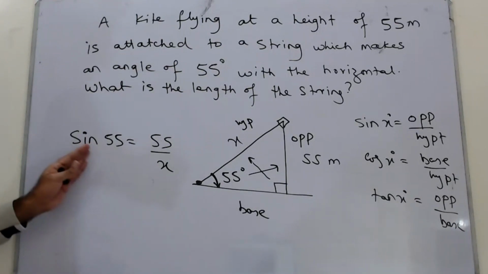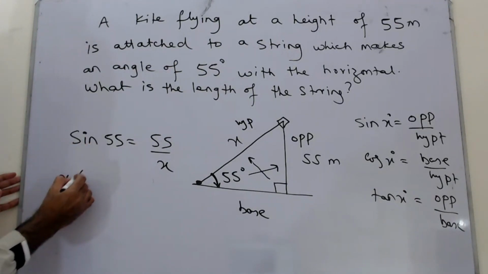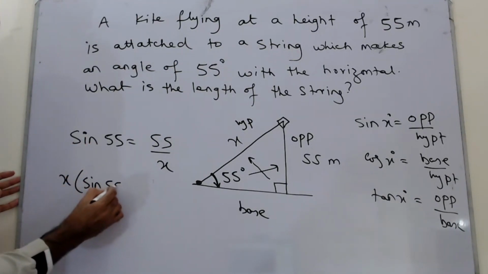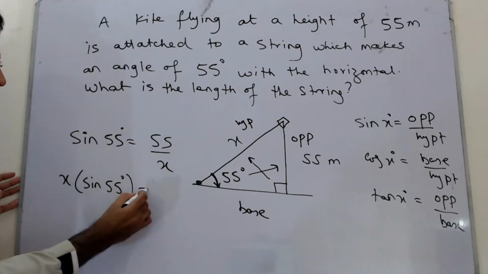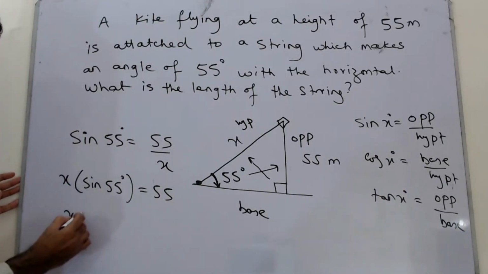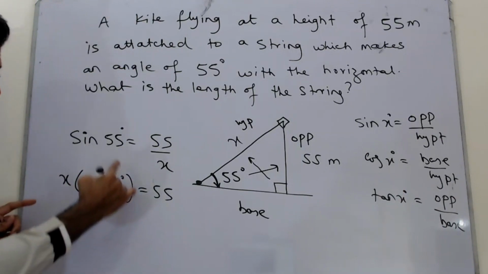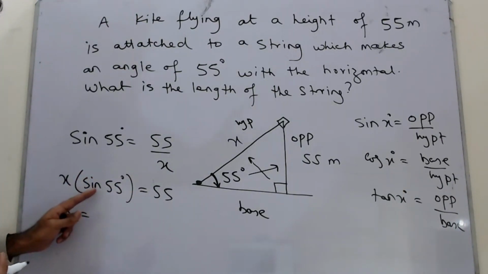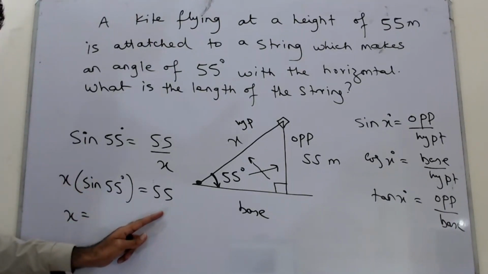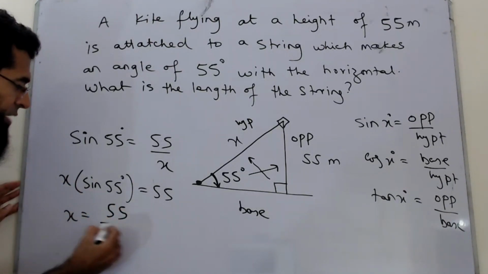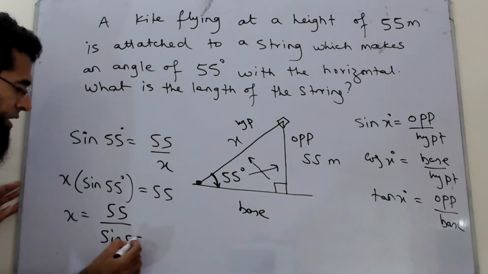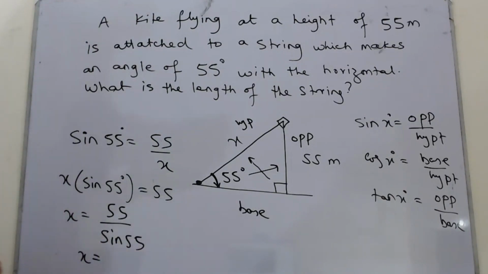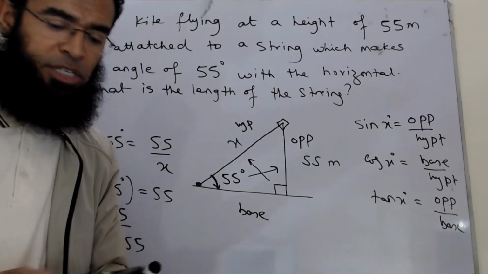So just simply cross multiply. X times sin 55 degrees is equal to 55. So x क्या आ गया? Sin 55 is a number, a value, we know that. इधर multiply हो रहा है, उधर जाके equation के divide हो जाएगा. So this is 55 over sin 55. So beta, take out your calculators and we will just simply solve.